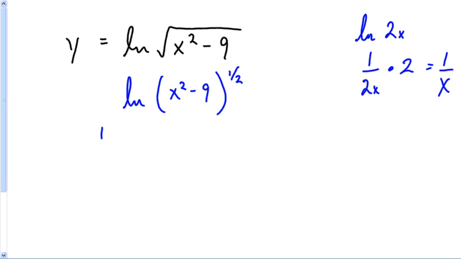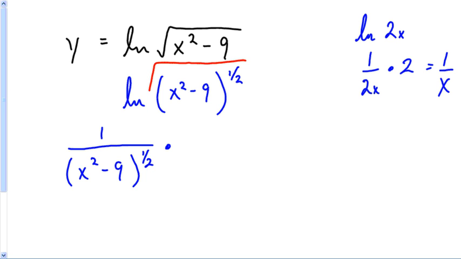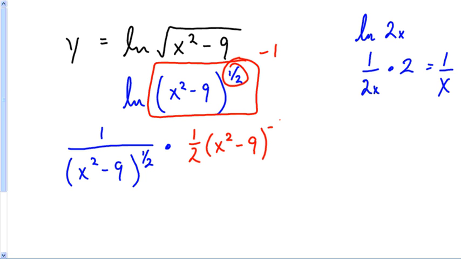Take the derivative of the whole thing. It ends up 1 over (x squared minus 9) to the half times the derivative of (x squared minus 9) to the half. So what's the derivative of just this? The derivative would be 1 half (x squared minus 9). Now go back, subtract 1, and that becomes negative a half. That's where everybody always misses this, when they subtract that. Times the derivative of x squared minus 9 on the inside, which would just be 2x.